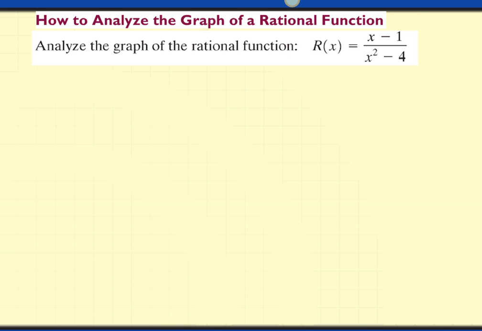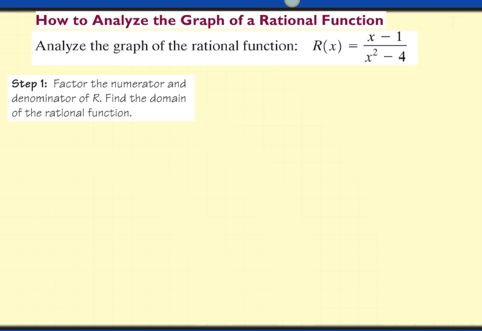by a relatively simple rational function, as you see here. R of x is equal to x minus 1 divided by x squared minus 4. Step one is always to factor the numerator and the denominator to make sure, one, that it's in lowest terms, that it's reduced, because we can't make decisions until we know it's in reduced form. So then we find the domain after we have the denominator factored as well.